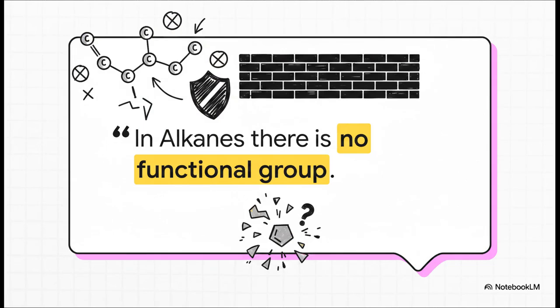In chemistry, the functional group is basically the interesting, reactive part of a molecule. It's the point of attack. But because alkanes are so stable, with all their bonds tucked away neatly, they don't really have one. There's no obvious weak spot, no chink in the armor.